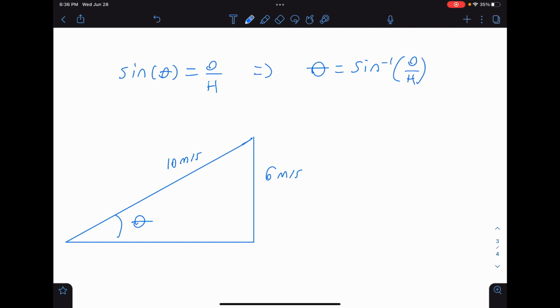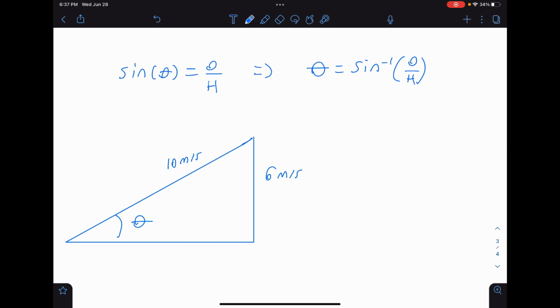Now, on your calculator, you should see your sine function, and if you press shift, or a second function, the shifted function on your calculator should be sine with a -1 on it. And that's just saying the inverse. And that's how you find the angle. That's how you get this theta out of the sine function and solve for it. Same thing for cosine, same thing for tangent. You would do its inverse and then the formula.